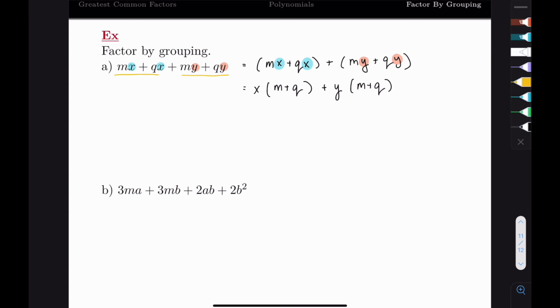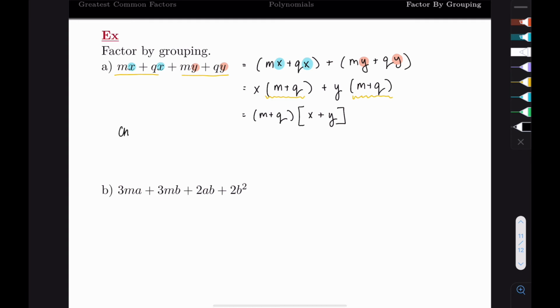So both of these now, in these separate groupings, we've been able to identify that they have something in common now. So my first piece has the factor m plus q. My second piece has the factor m plus q. We can now take this factor of m plus q out. And then what we're left with from the first term is x, and from the second term, y. Okay. So this is our process of factoring by grouping.